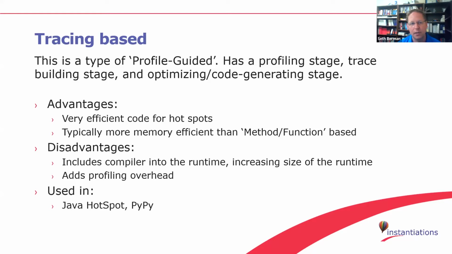Some disadvantages, well, you'll definitely need a compiler at runtime. It's going to increase the size of your runtime. And it's going to add profiling overhead. I mean, you have to be able to detect these traces, and they're not necessarily on nice known boundaries like methods. So you're going to need some sort of compiler that's able to take that path and generate the native machine code from it. So used in a lot of multi-tier JITs, as well as PyPy, for example, is a tracing JIT built on top of the Python language.